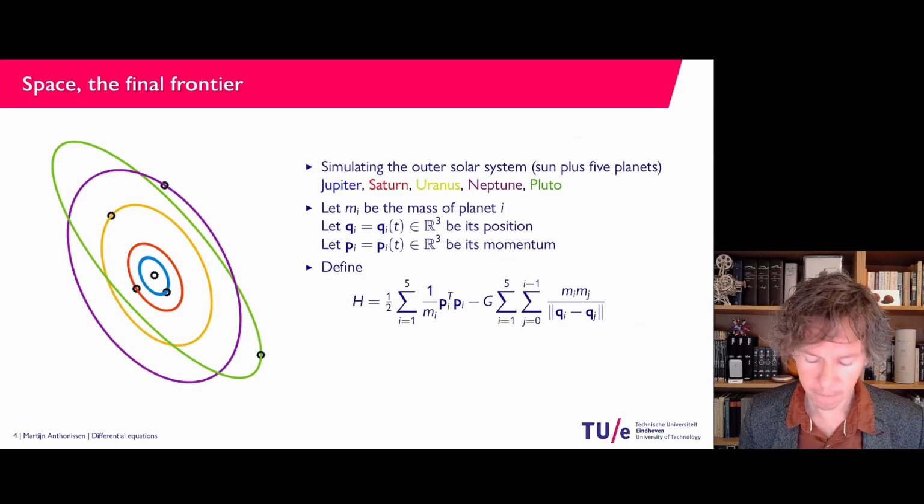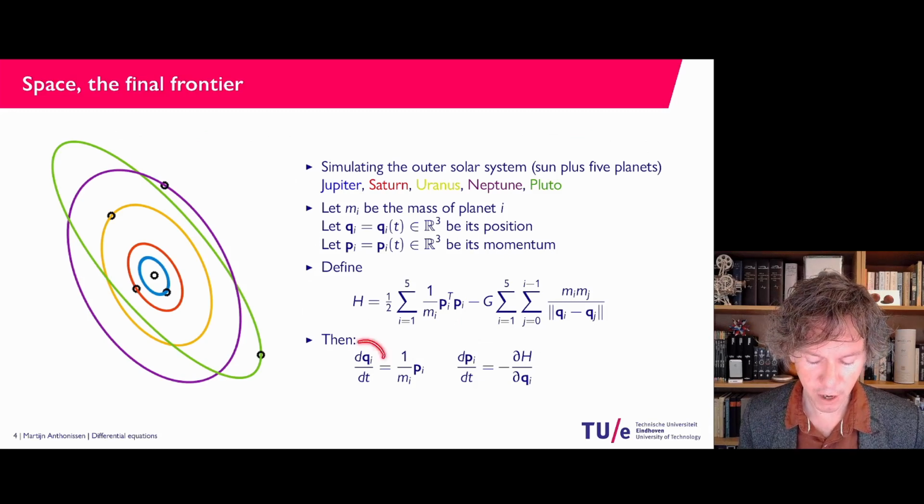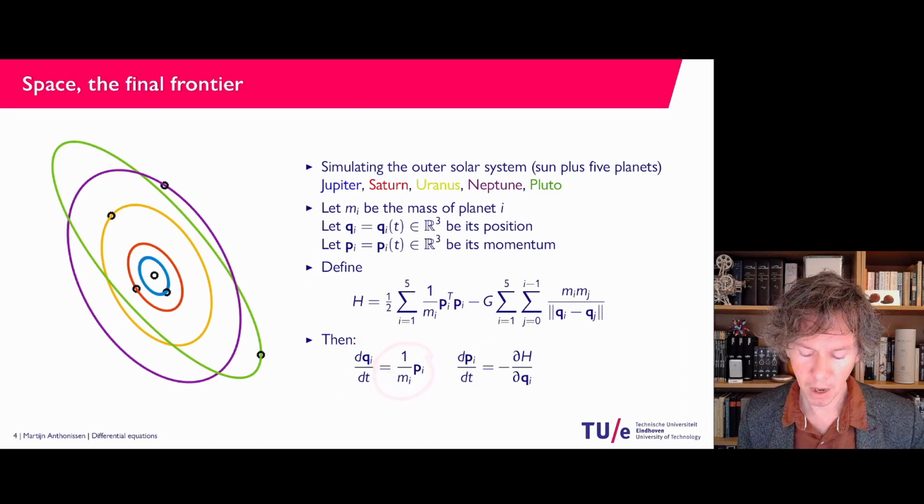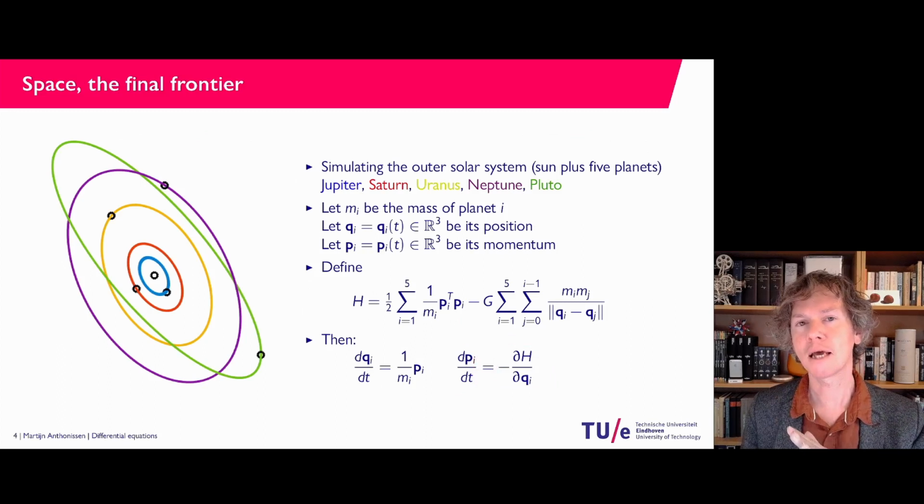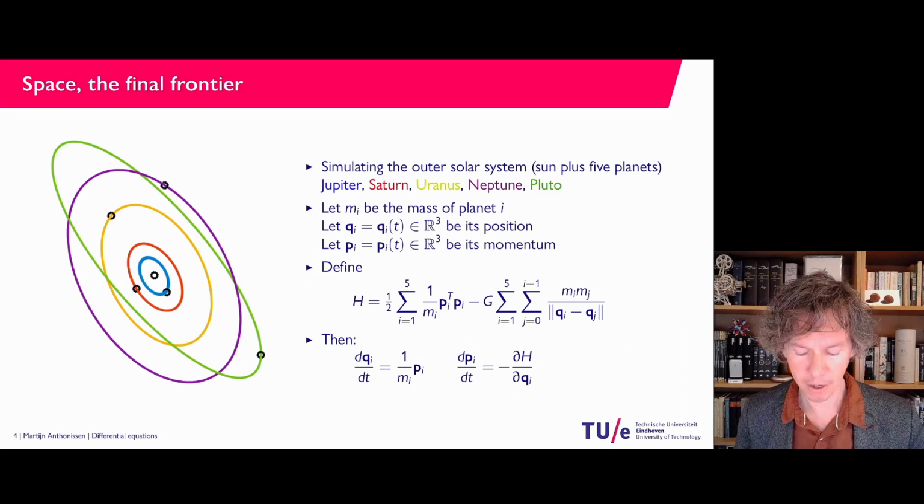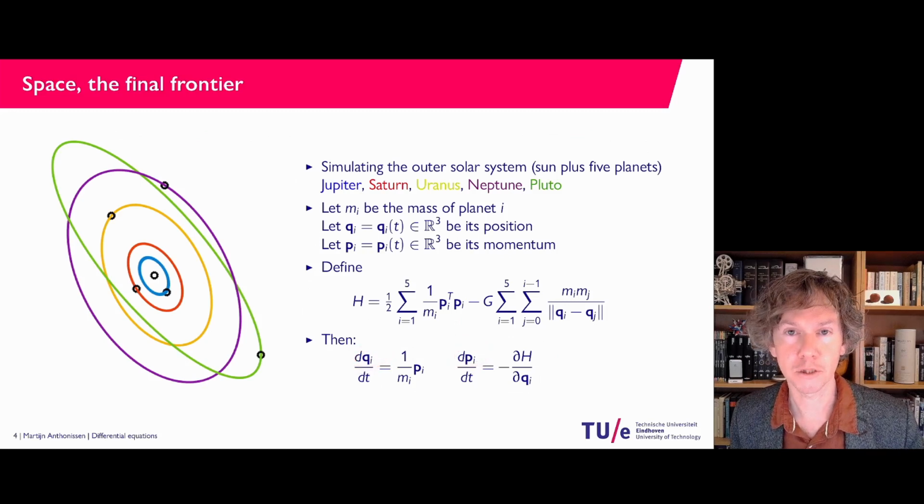And then the complete movement in time is described by these differential equations. The time derivative of the position is 1 over m times the p vectors. And the time derivative of p_i, the momentum, is what you get if you differentiate h with respect to q_i. This is too difficult and you don't have to really understand it here. I just want to show you that planetary movement is described by these 10 vector equations, because we have 5 q's and 5 p's.